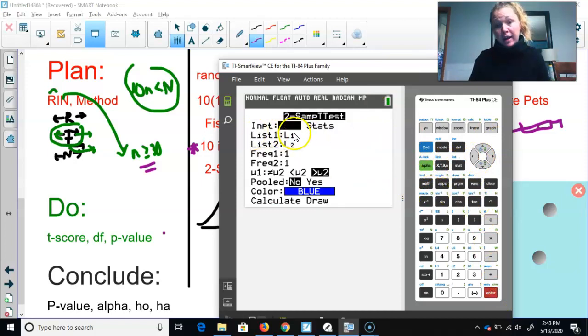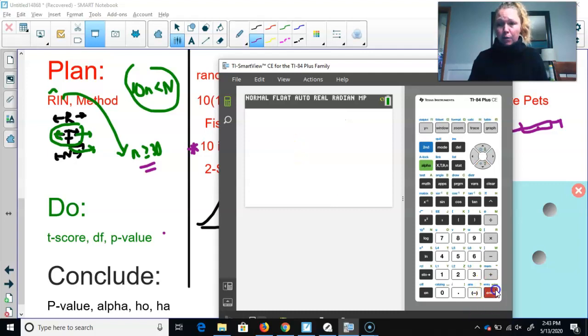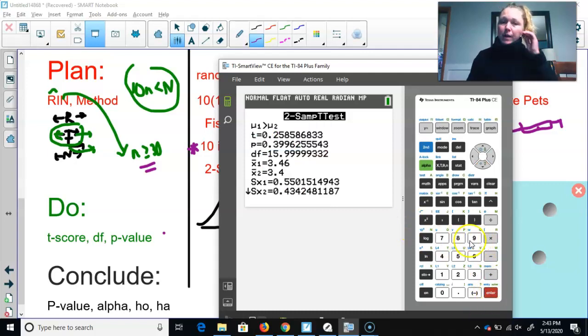I have my list 1 L1, list 2 L2. Okay. And I have a greater than alternative hypothesis. I am not going to pool. And I'm going to go down and I'm going to calculate. And those frequencies should always be staying at 1. And here we go. We have our t-score. We have our p-value right here. We have our degrees of freedom. And then we have the other data that we know about this.